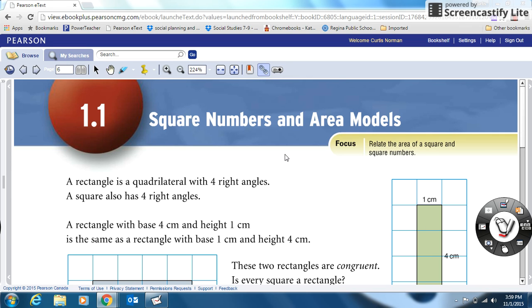Good evening, grade 8s. Tonight's lesson is going to focus on square numbers, what is a perfect square, and being able to model numbers that are perfect squares. So let's get started, shall we?